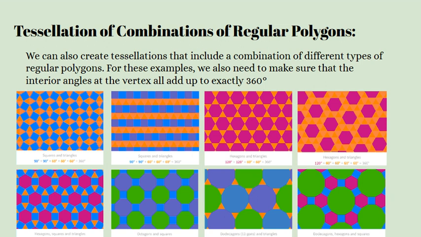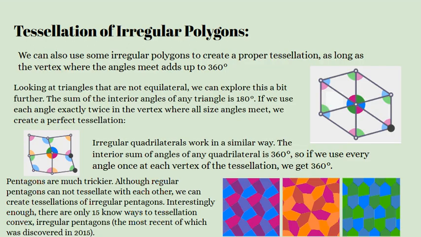You also can tessellate irregular polygons. It can be a little bit trickier because, again, you still have to be able to add up to 360 degrees. So some triangles will work that way, and here are some other pictures. You can read about a little bit more about it. Pentagons are probably one of the trickiest shapes to be able to tessellate just because of their interior angles.